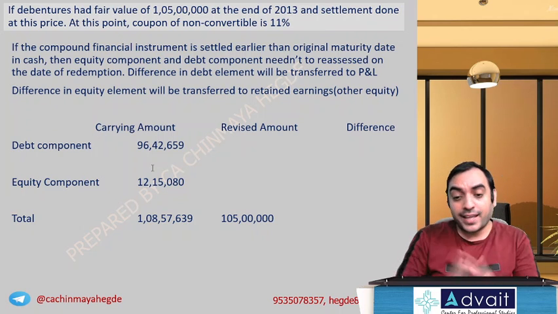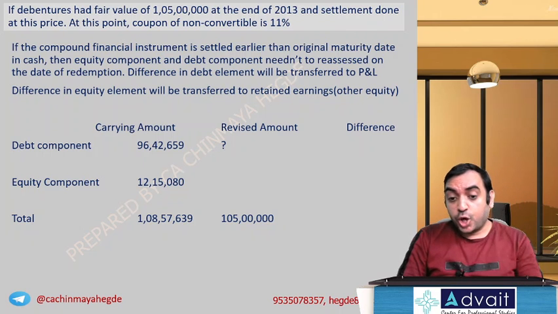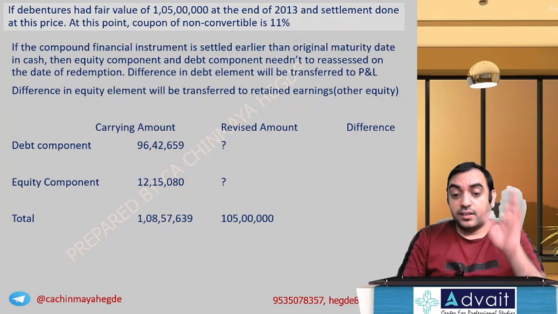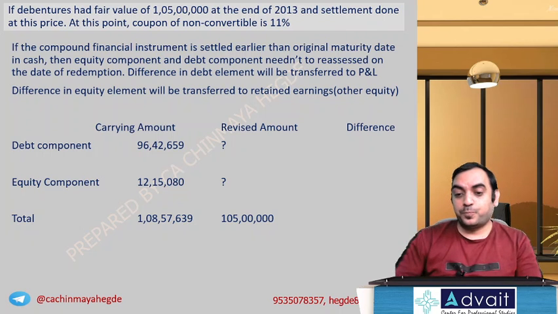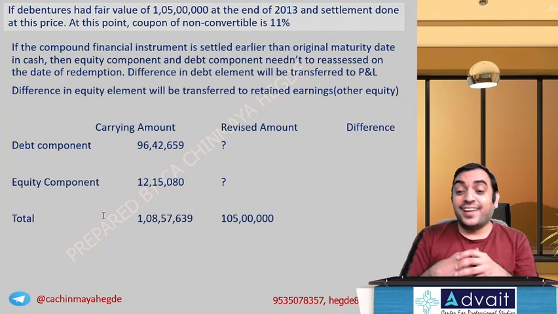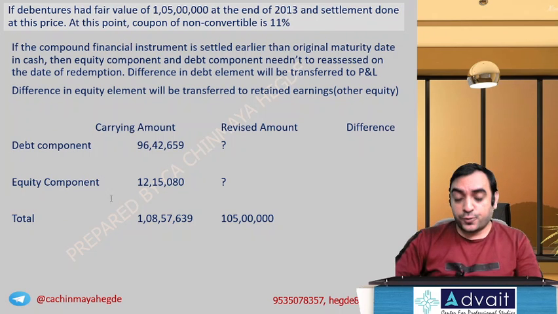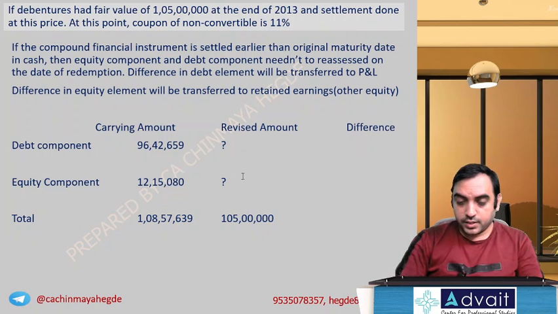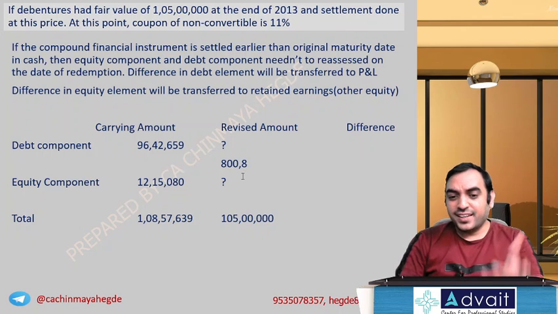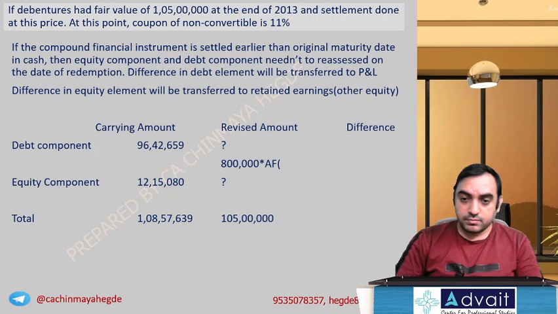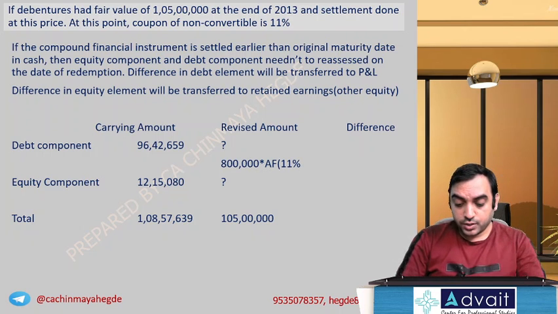and equity component settled on cash basis. Now we need to recalculate our debt component and recalculate our equity component. How much is going to be debt component? How do we calculate? The present value of remaining cash flows. Only remaining cash flow is one coupon. So 8 lakh, only 1 year, right? So anyway, 8 lakh, only 1 year amount into annuity factor at 11%, revised amount for 1 year only.